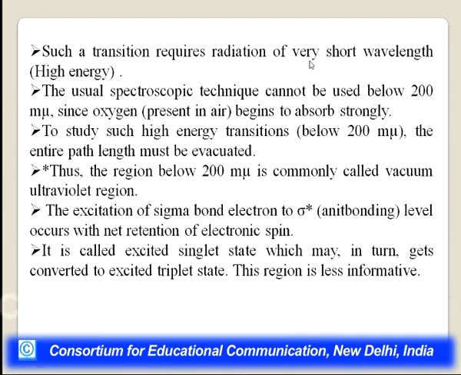Such a transition requires radiation of very short wavelength. The usual spectroscopic technique cannot be used below 200 since oxygen begins to absorb strongly. To study such higher energy transitions, below 200 millimicron in terms of wavelength, the entire path must be evacuated. Thus the region is called the vacuum ultraviolet region. The excitation of sigma bond electrons to the sigma star anti-bonding orbital occurs with net retention of electronic spin. It is called the excited singlet state, which may in turn get converted to the excited triplet state where the spins of the electrons are parallel. This region is less informative.